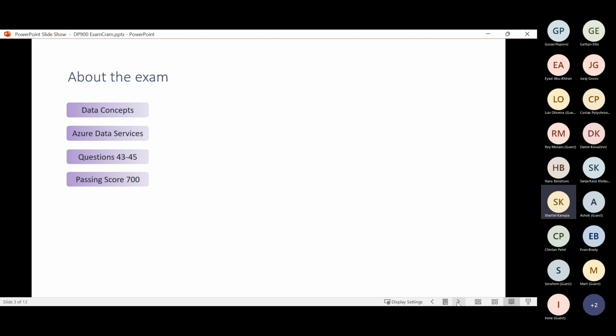Let's talk about the exam first, what the exam is about. Mainly the exam is on the foundation of two things, as you can see: the data concepts and the Azure data services. As is quite evident from the exam name, data fundamentals, it encourages an understanding of the core data concepts. When I say core data concepts, it's about the types of data formats available, how you can store that data once you know the format, and the types of databases. We have relational databases, and then we have non-relational databases.